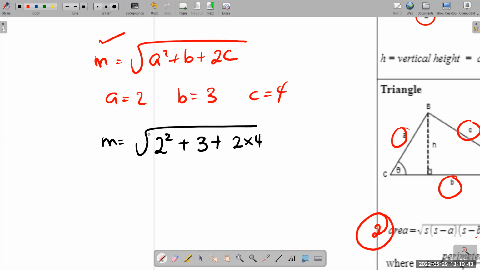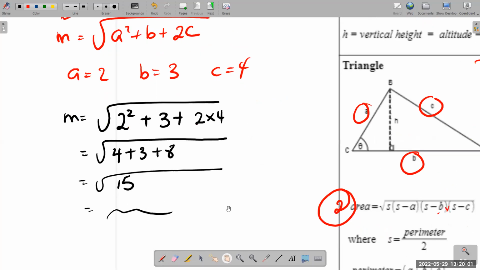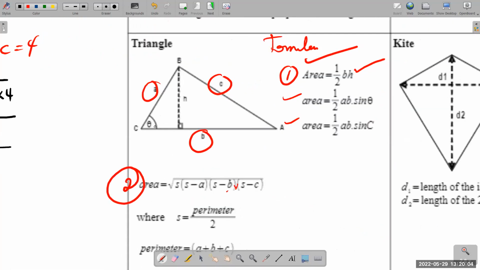Everybody with me? And we know that the last thing that you do is the square root. So what is going to give you? 4 plus 3 plus 8. So what we're going to end up with, 7 plus 8 is 15. The square root of 15, and you know you're going to get your answer when you do that. That's what substitution means.